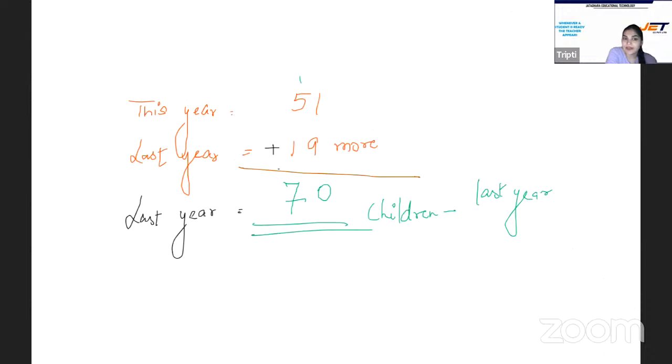this year, I bought 10 new dresses. Okay. But last year, I bought 5 more. So this year, I got 10 dresses. Last year, I got 5 more than what I got this year. So this year, I got 10. Last year, 5 more. So 15 dresses I got last year. Okay, so that's how you can do it. I hope it's clear to you. All right.